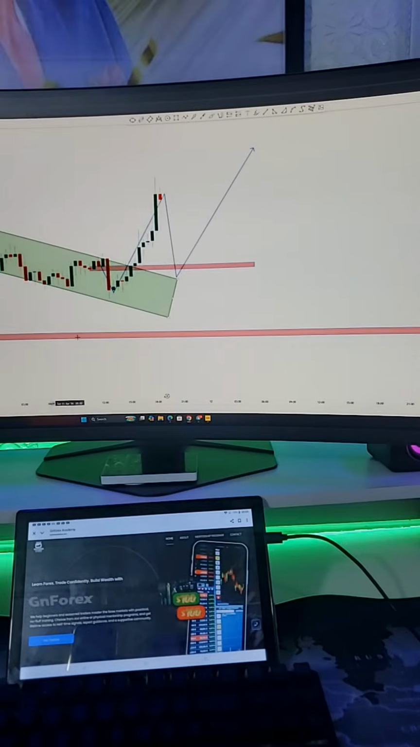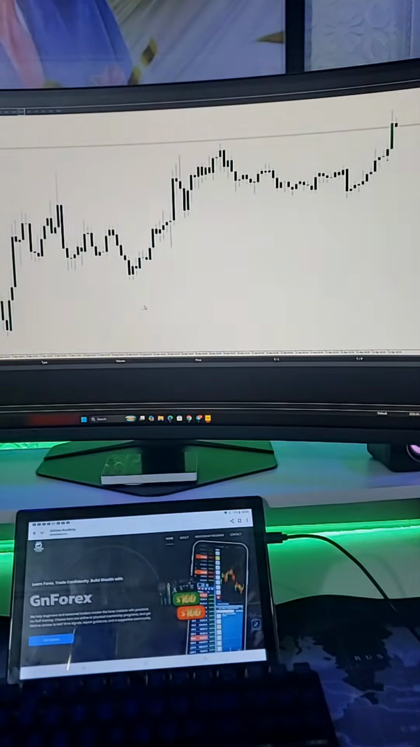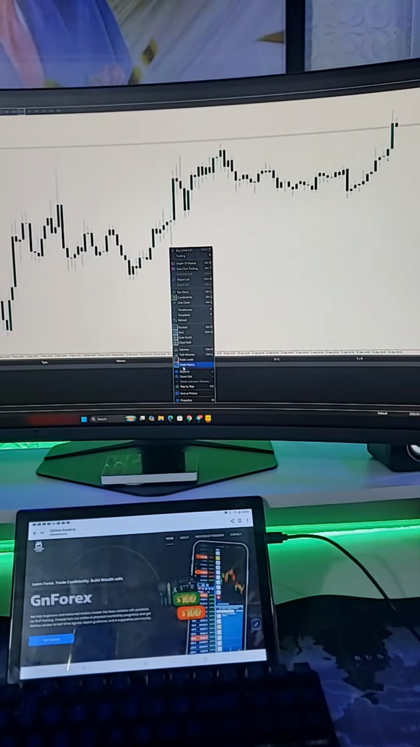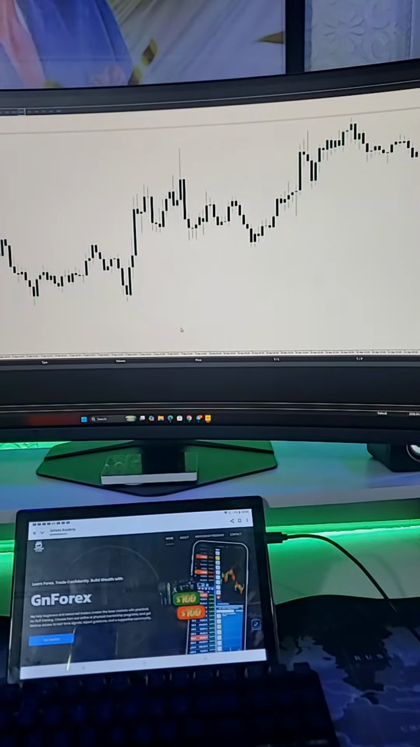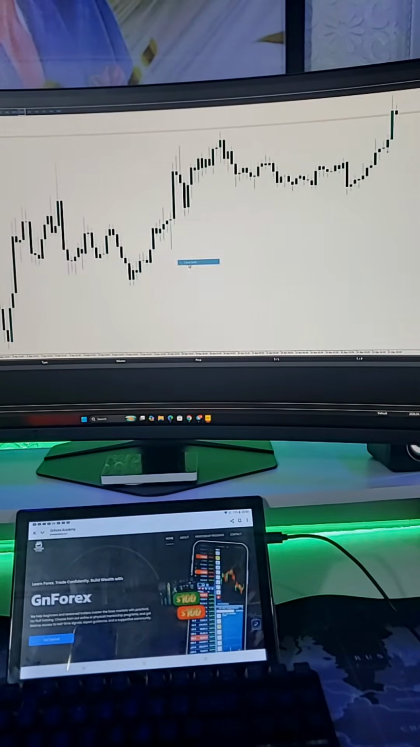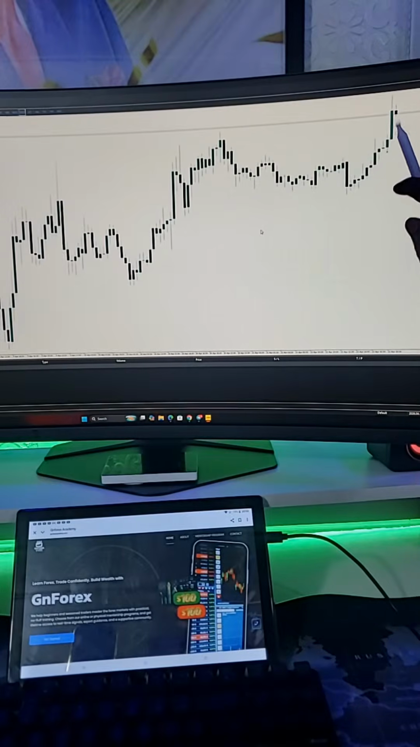So if you look at it from my broker, from my MT5 here, if you sell from here, now still the same place. Let me draw the trend line.